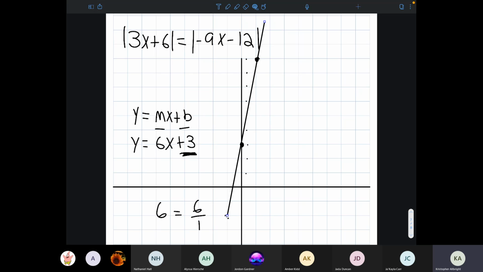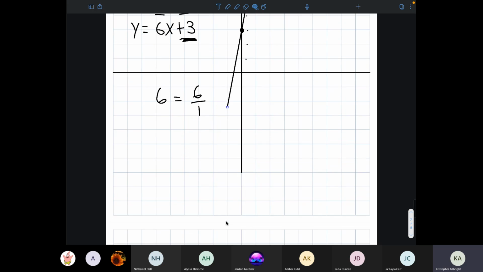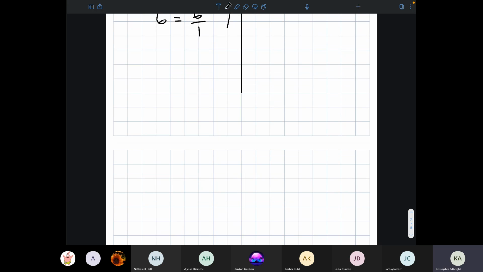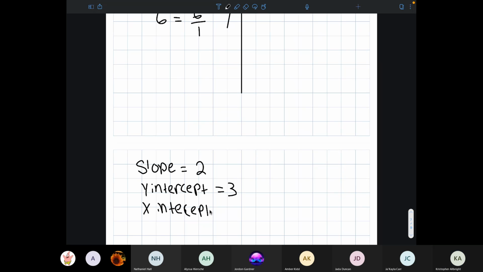And we are golden. That is what we have. So if it tells us, okay, our slope is 2 and our y-intercept is 3 and our x-intercept is 2, we can write an equation for this.